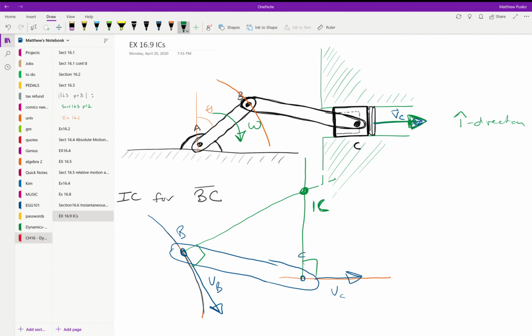And then you can use the relationship. The whole point of this is to reduce the velocity of B is equal to the velocity of A plus omega crossed with B with respect to A. We can get rid of this term if we look at the point where there's no translation.